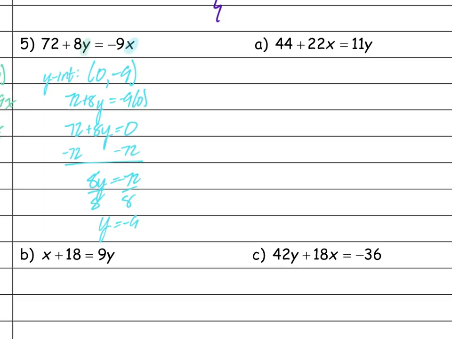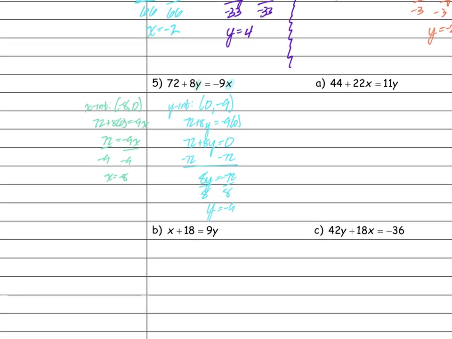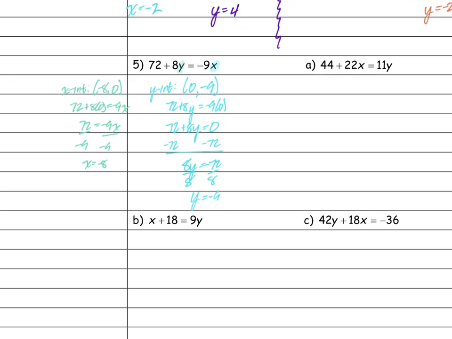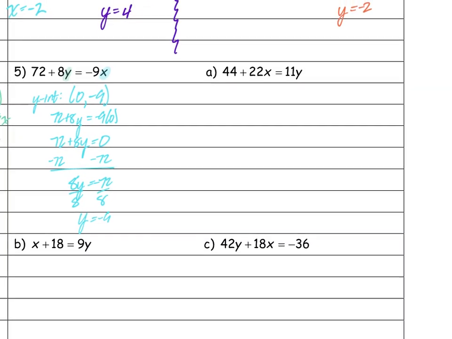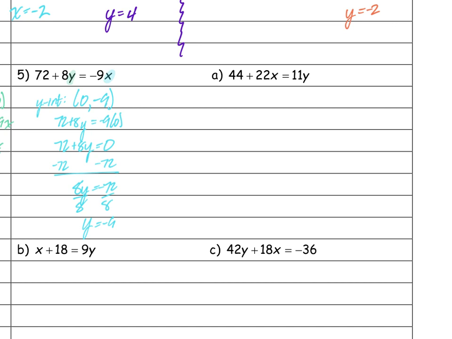So we're going to just start with one equation first. And it's just like what I just got done doing, so I'm going to kind of leave that on the screen. So to find my x-intercept, what do I do? Wherever there's a y, I want to find my x-intercept, y equals 0. So I've got 44 plus 22x equals 11 times 0. So I've got 44 plus 22x equals 0.